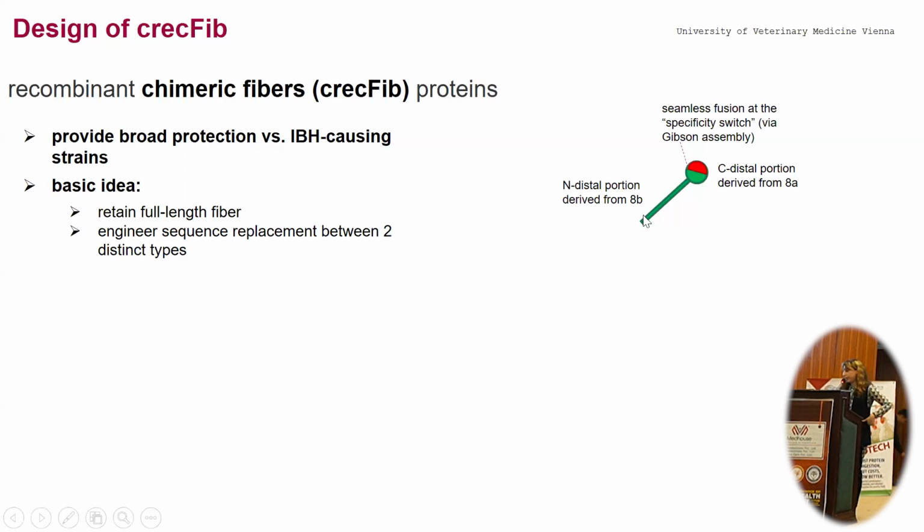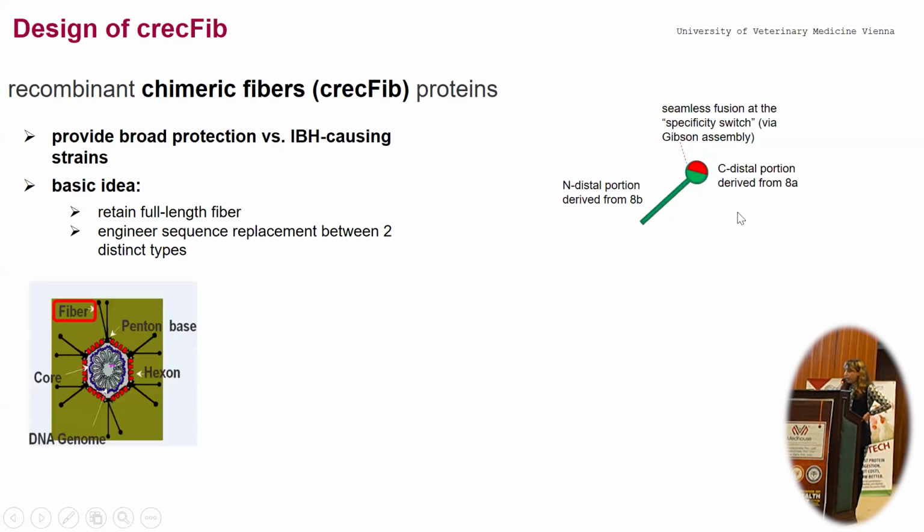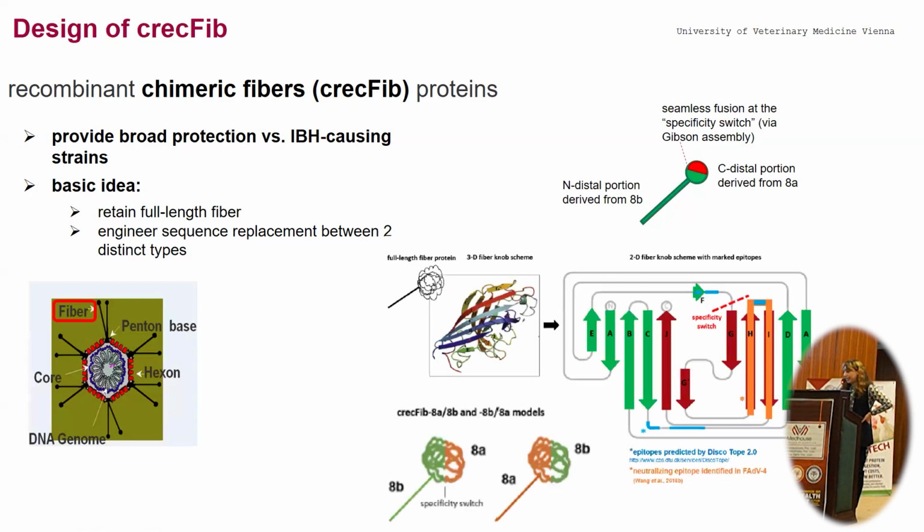So here you see the concept. We have a full-length fiber, and in the terminal domain, which we call the knob, we introduced a specificity switch. From one side of the switch, we have identity of fiber 8B, and on the other side, we have identity of fiber 8A. This is how it looks a little bit more in detail. This is a 3D scheme of the knob, and this is a 2D scheme. Here you see the switch. From one side, you have epitopes 8B, and then it switches and becomes 8A. That's more or less how it looks in a scheme.